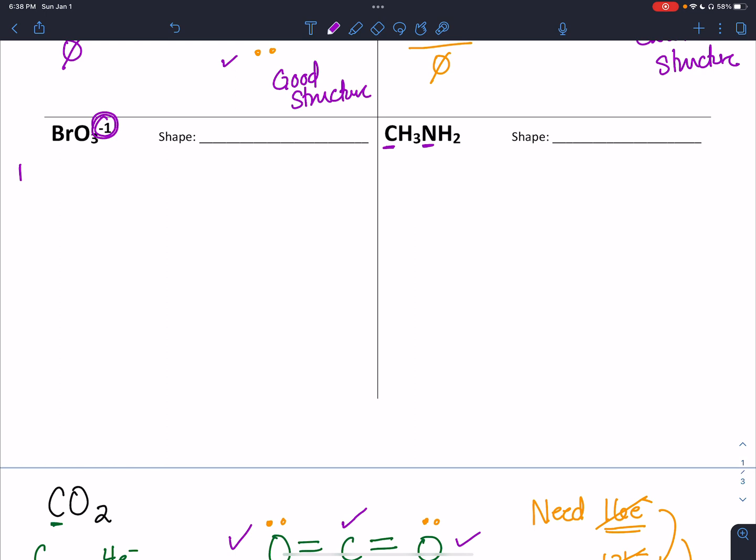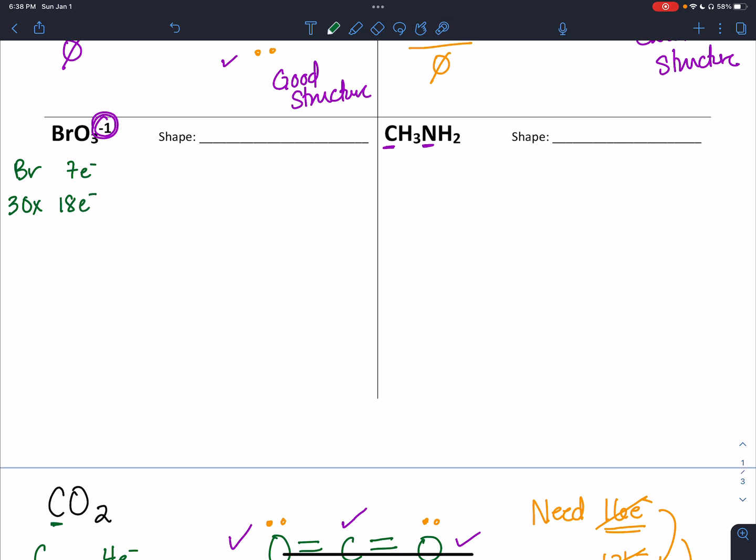So we've got bromine, and then we've got 3 oxygens. Each bromine as a halogen has 7 valence electrons. Each oxygen has 6, but there are 3 of them, so that's 18.